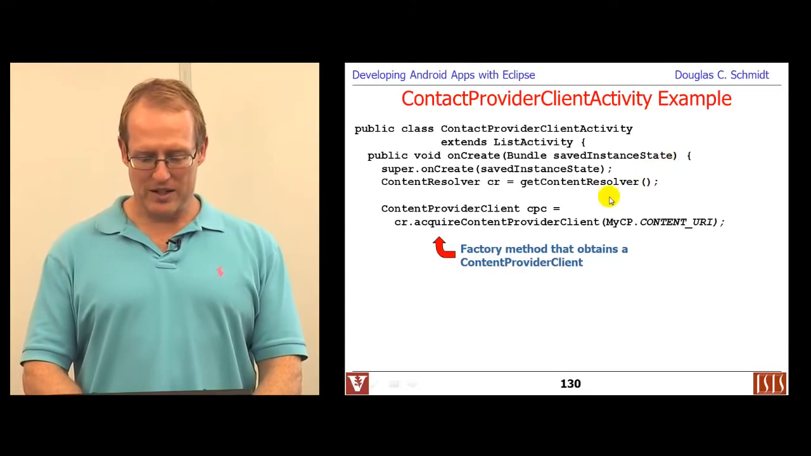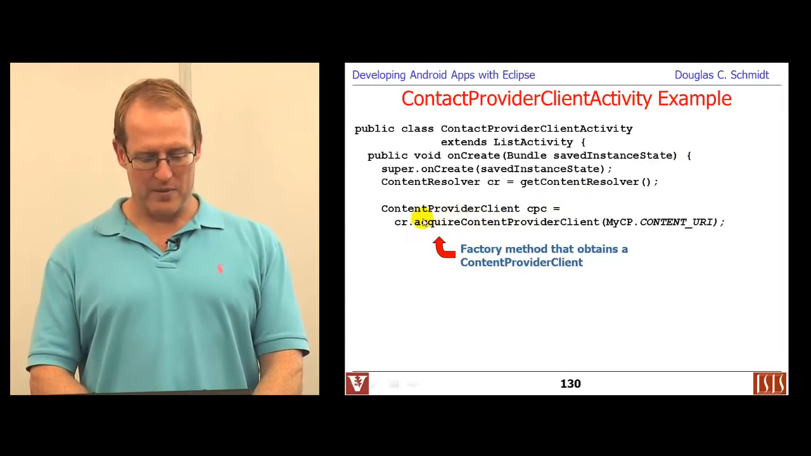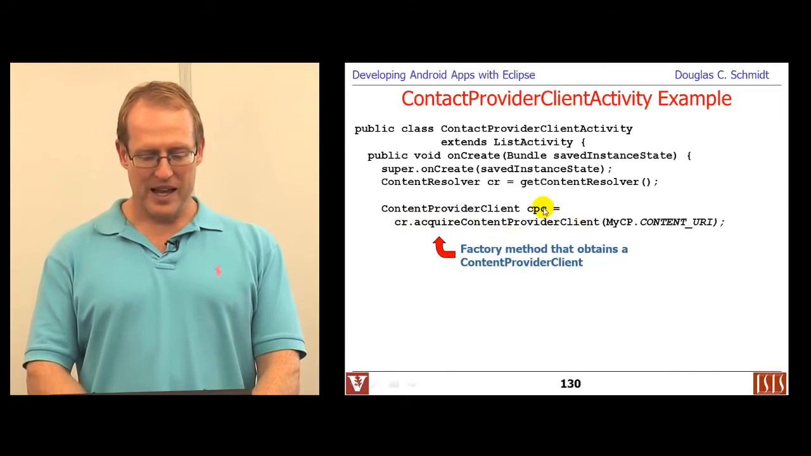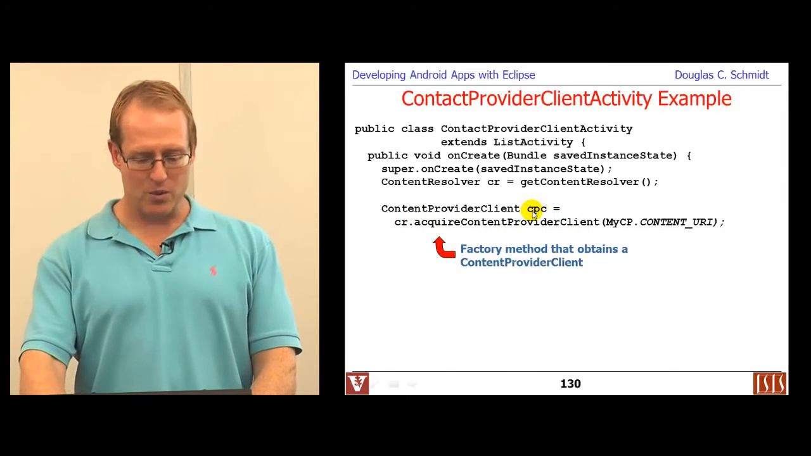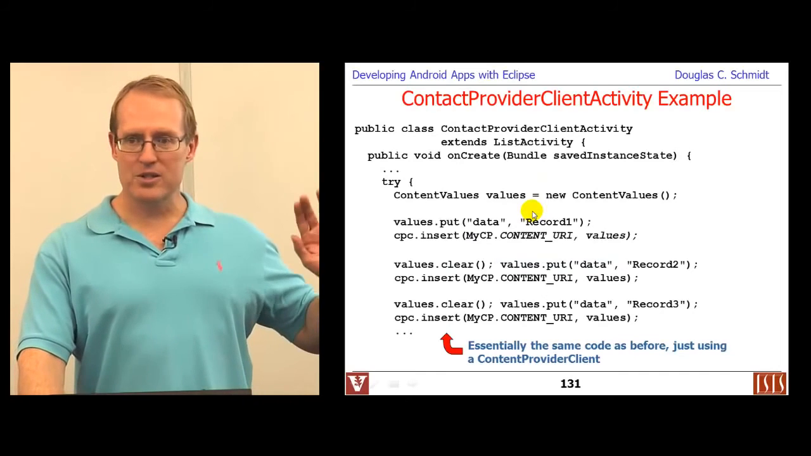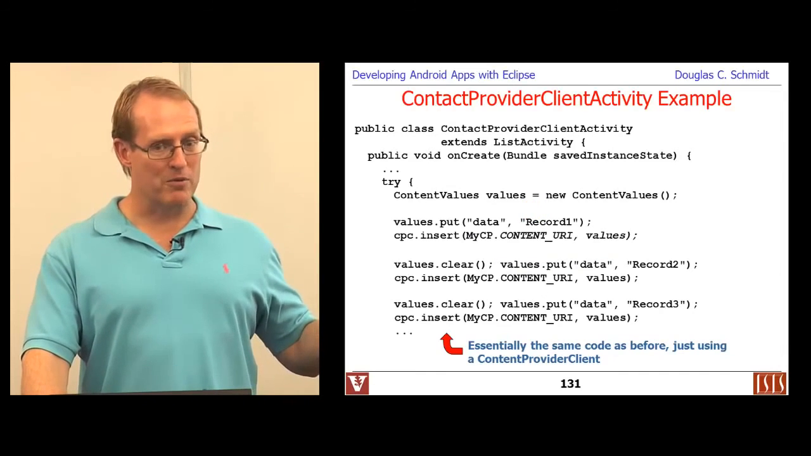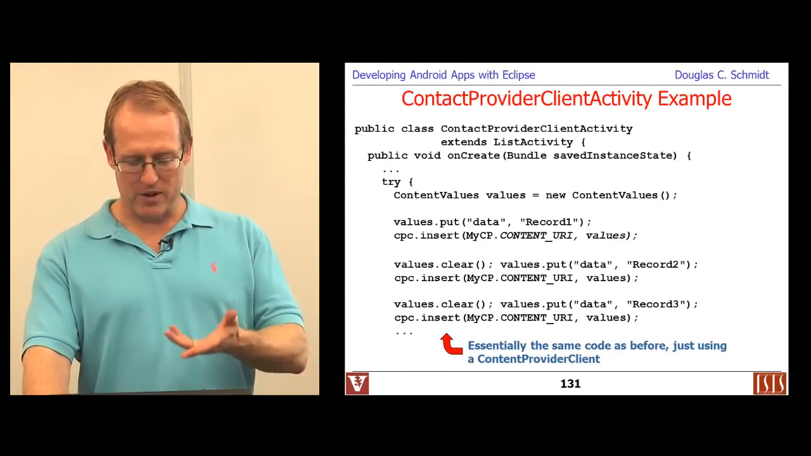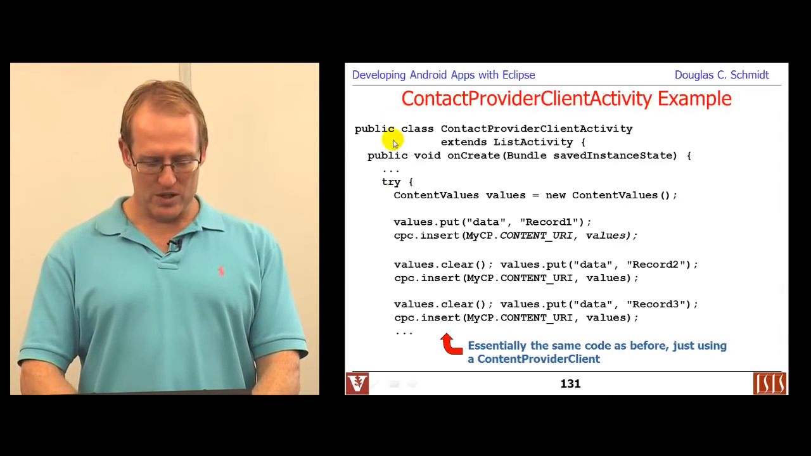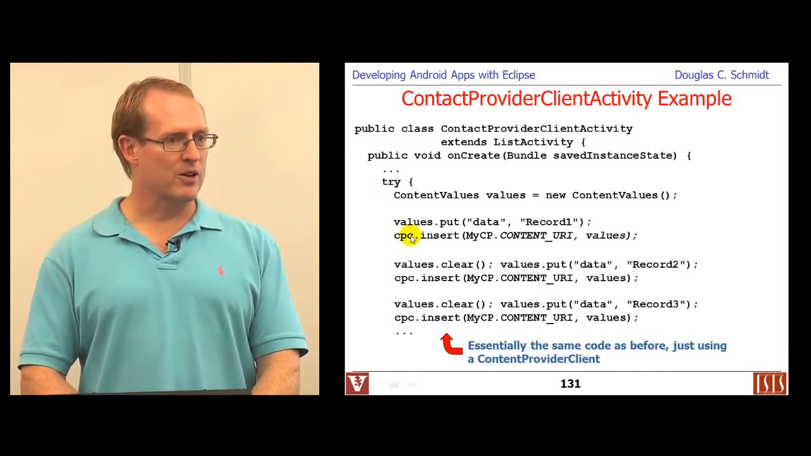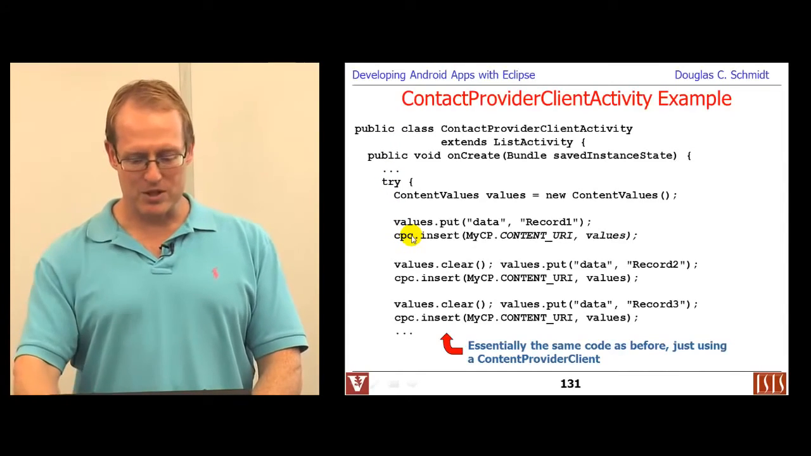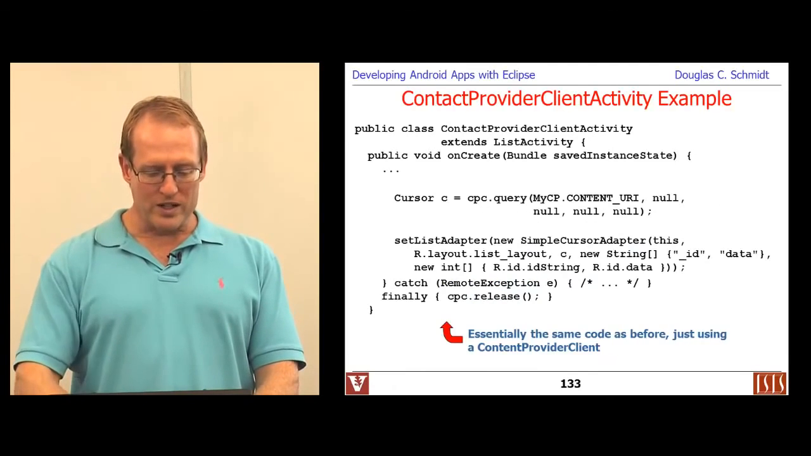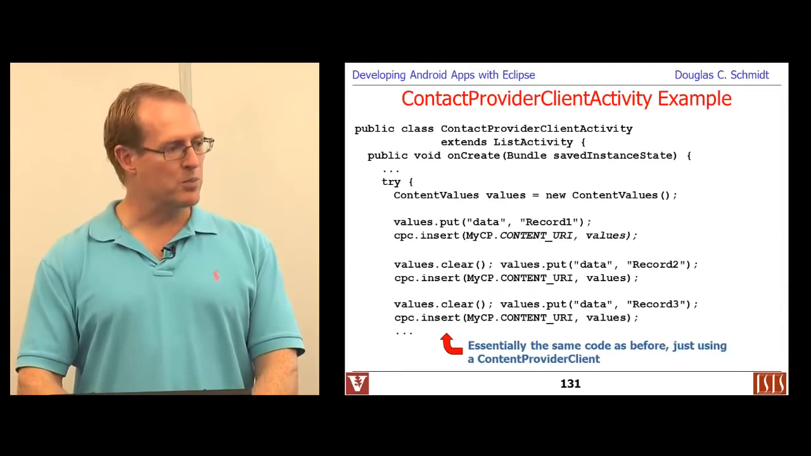So you can see we get our content resolver, and then we say, content resolver, please acquire me the content provider client, and that comes back and we stash that away. Everything else looks pretty much identical to what we had before, with one small exception. And you'll see what that looks like in a second. We just say CPC for content provider client as opposed to CR for content resolver. Otherwise, it's identical. The one difference is that notice we used the try-catch block here.